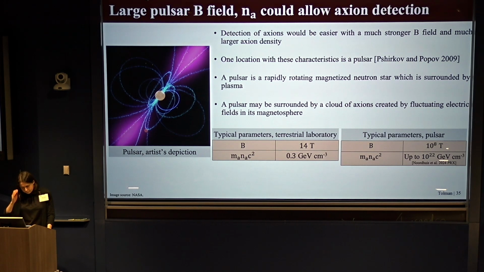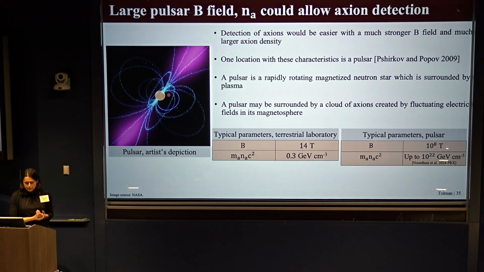So this pulsar is surrounded by a plasma. And there's speculation that the pulsar might also be surrounded by a cloud of axions, which are created by fluctuating electric and magnetic fields in its magnetosphere. So this means that the parameters for axion detection might be a lot better around a pulsar.